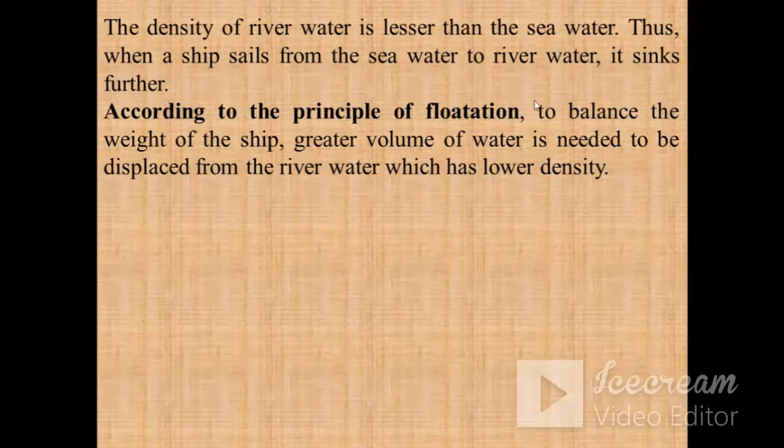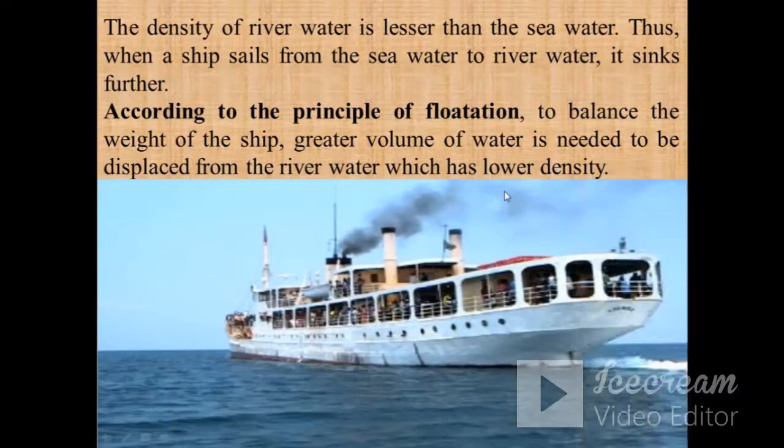According to the principle of flotation, to balance the weight of the ship, a greater volume of water needs to be displaced from the river water, which has the lower density. So what is the reason that in river water this ship is submerged more? Because to balance the weight of the ship, a greater amount of water needs to be displaced. That is why it is submerged more inside the river water.